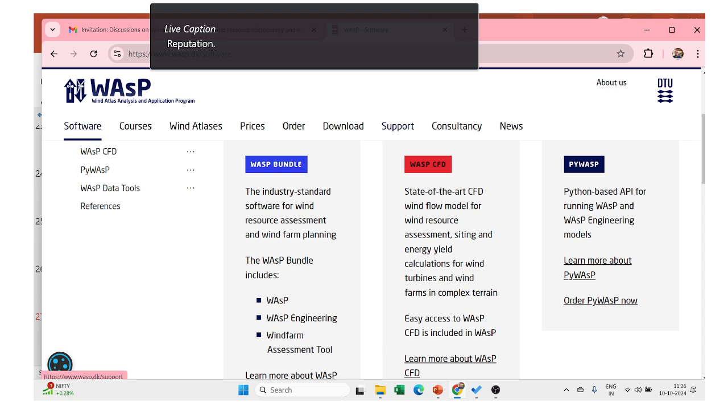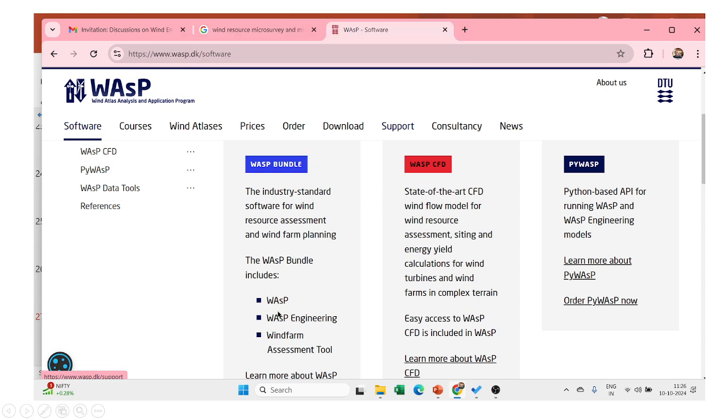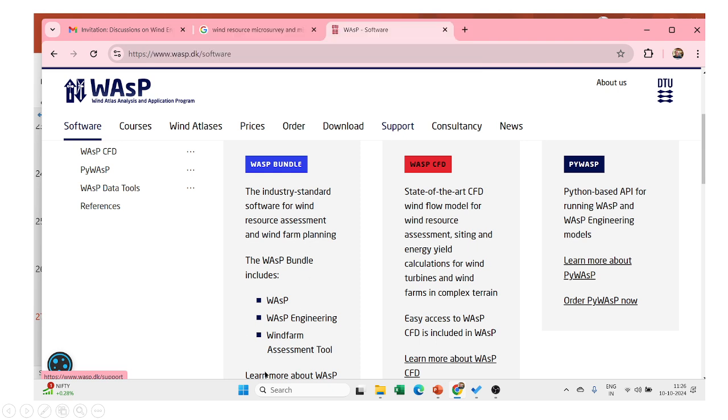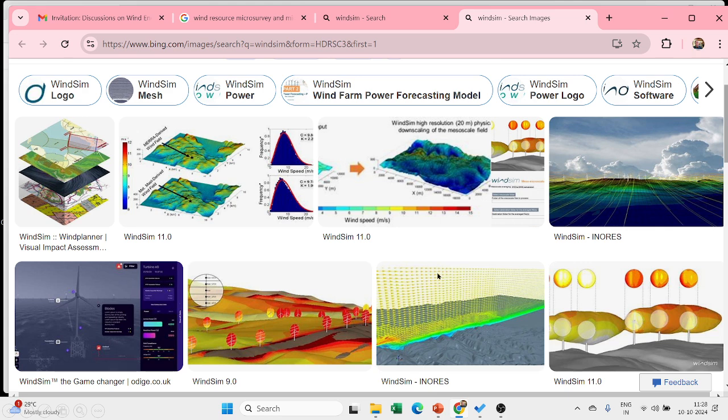So this is essentially the WASP bundle, which is the main thing for them. That is their breadwinner. They have sold this all over the world. How does WASP CFD compare with this WindSim, which is essentially based on CFD?